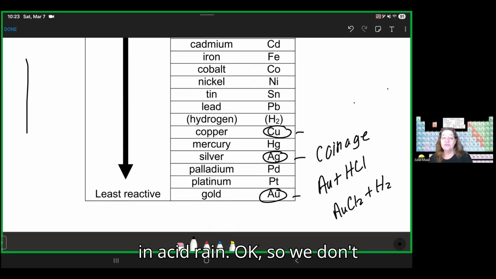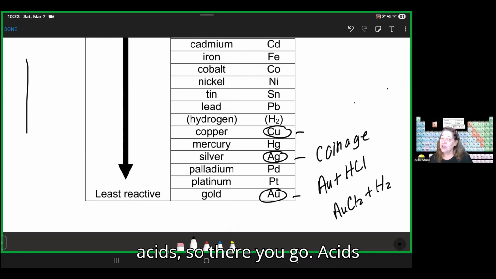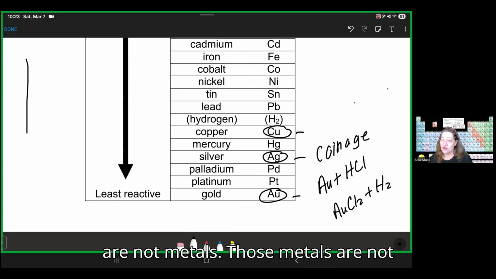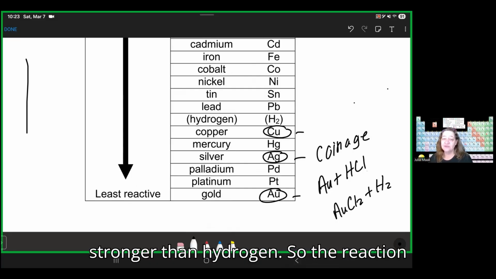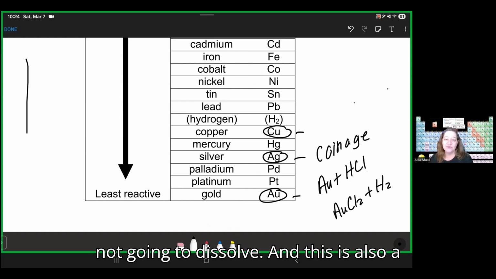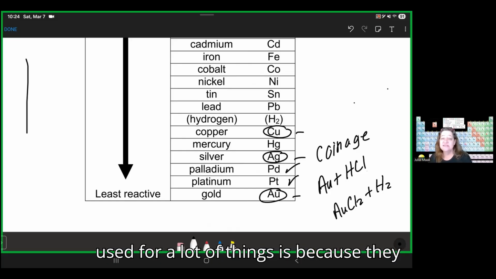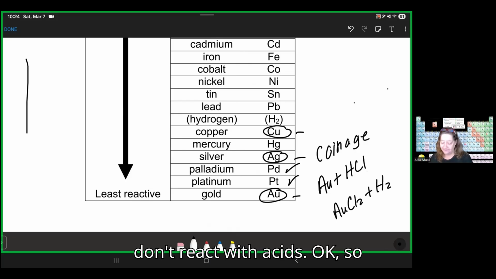Okay, so we don't want the coinage metals to react with acids. So there you go. Those metals are not stronger than hydrogen, so the reaction is not going to happen. Your coins are not going to dissolve. And this is also a lot of why palladium and platinum are used for a lot of things, because they don't react with acids.